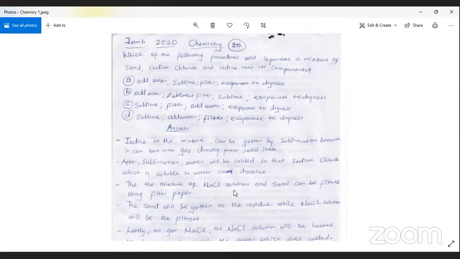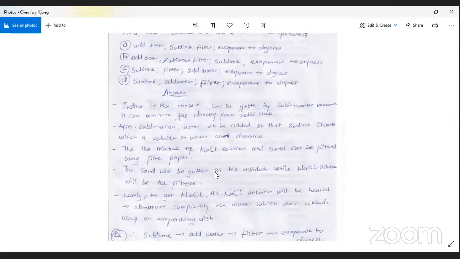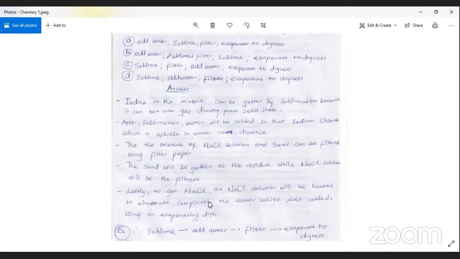Now the mixture of sodium chloride solution and sand. Sodium chloride is soluble in water, and you have it mixed with sand, which is insoluble. How do you separate? You can use filtration with a filter paper. Once you pour the solution, the sand will be left on the filter paper as a residue, while the sodium chloride solution will go through. Lastly, to get your sodium chloride, you heat it. When you heat it, the water will evaporate.